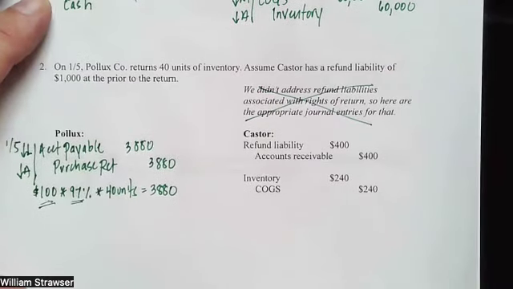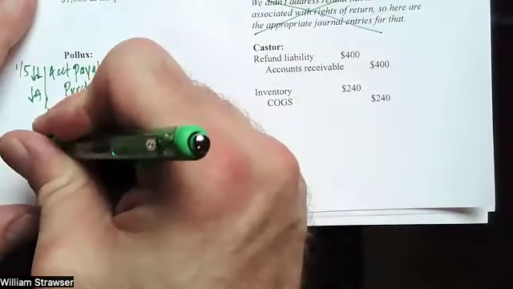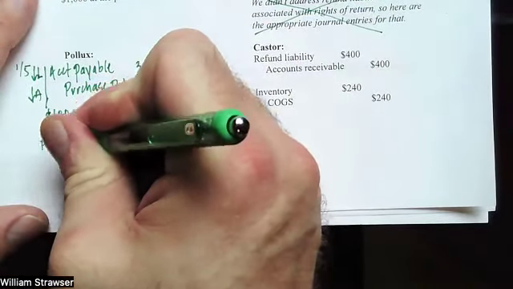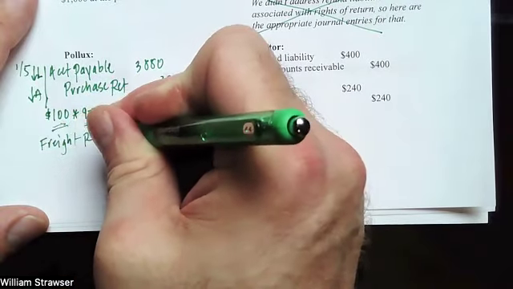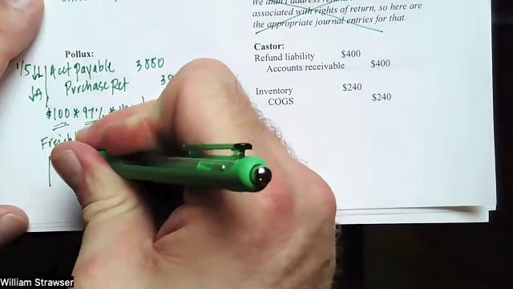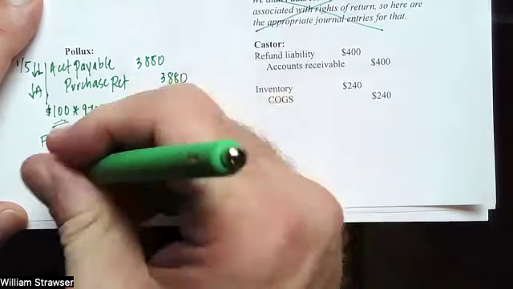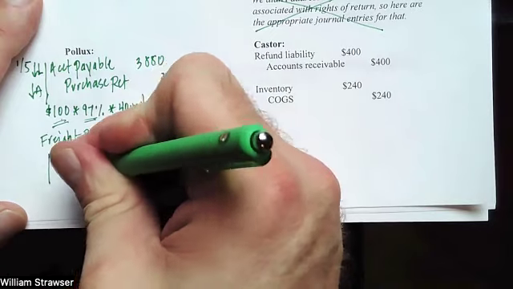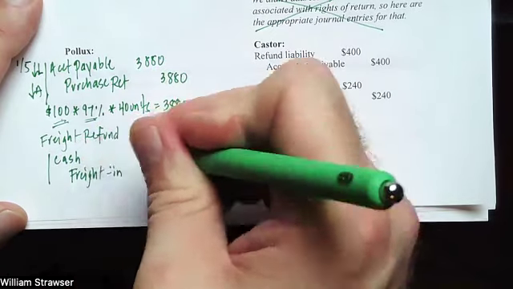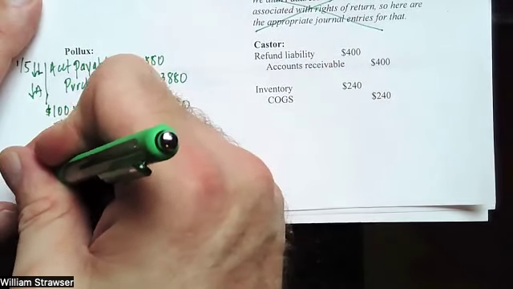Okay. If there is a refund of freight, which I typically assume, and I didn't put in this particular problem, but if we have a freight refund for anything we return, then we would get that back in cash. In this case, it was $1 per unit, so we get back $40. And we credit freight in. And this is just one asset for another.